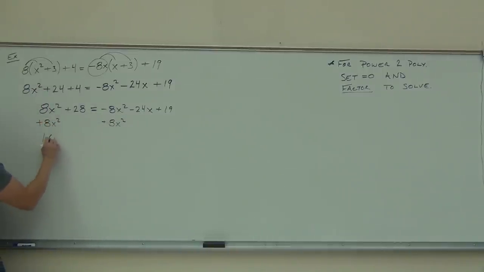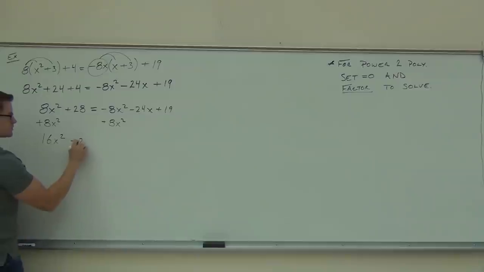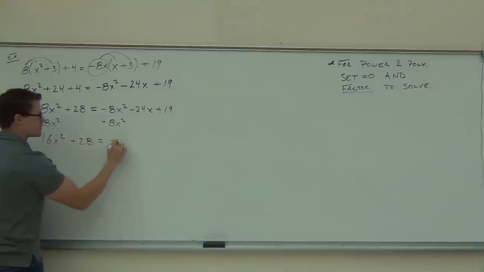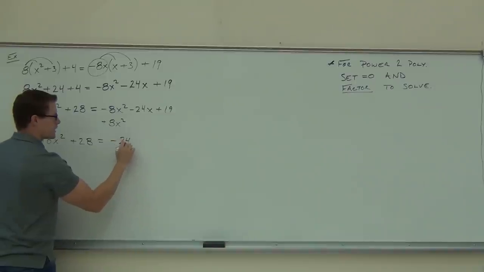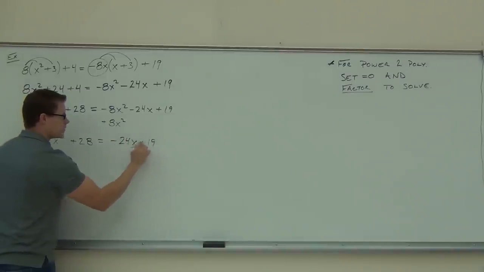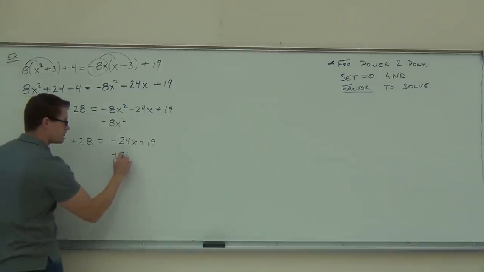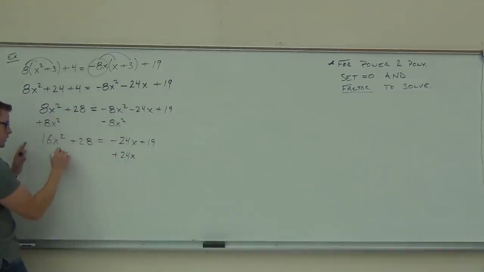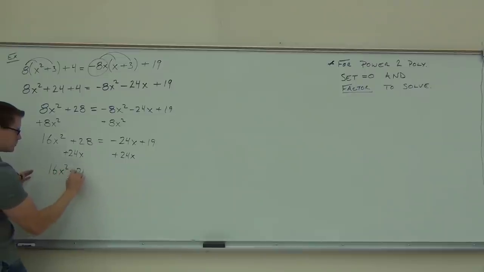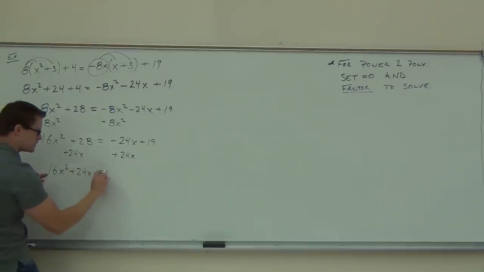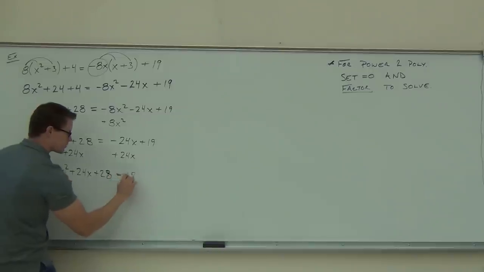So we'll get our 16x squared. We still have this plus 28. On the right-hand side, we have our negative 24x plus 19. We'll continue. The next thing we got to do, we got to add that 24x. It's got really nowhere to go over here, so we'll put this in the correct order and get 16x squared plus 24x plus 28. And we still have this 19 over the right-hand side.